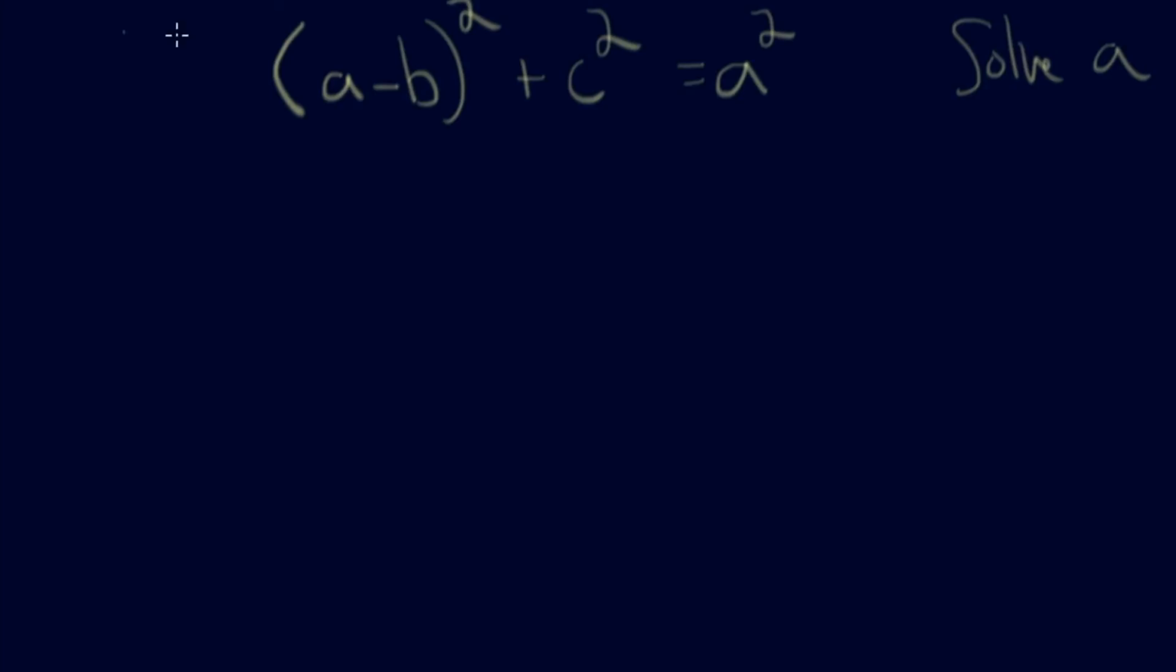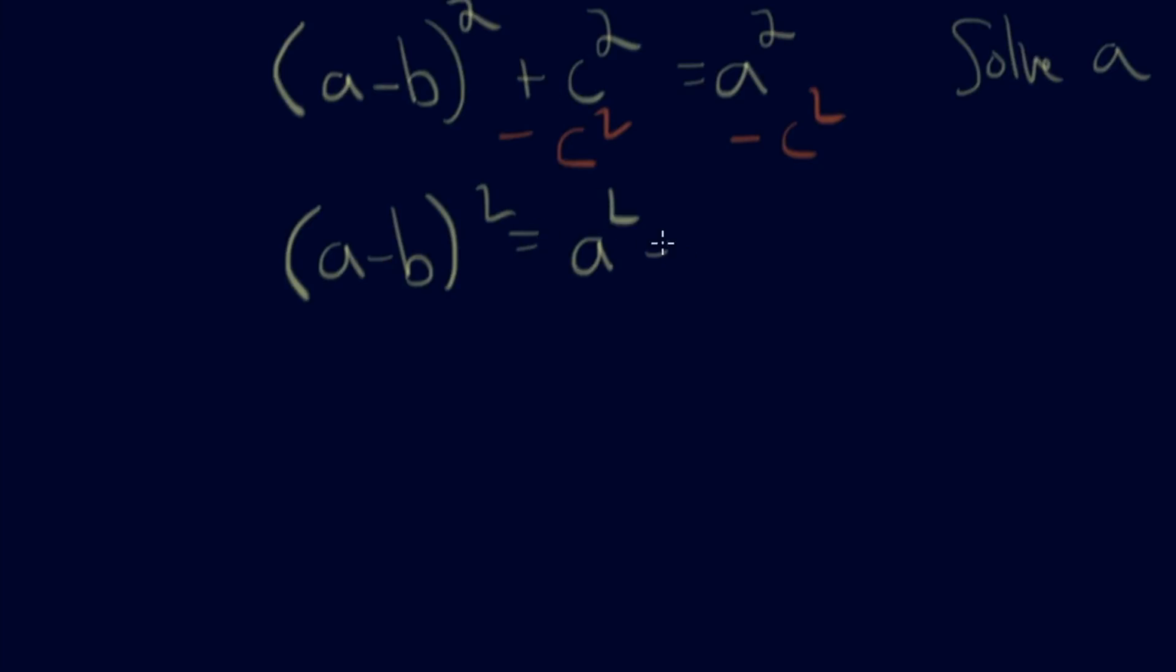So the problem here is that there's an a there and there's an a there. So we got some work to do. So you see all the squares, you might want to think, well, I should maybe square root everything. But that's really not going to be the case. Right now, we're going to make things a little bit simpler. I'm going to subtract c squared from both sides. And that is going to leave me with a minus b all squared is equal to a squared minus c squared.